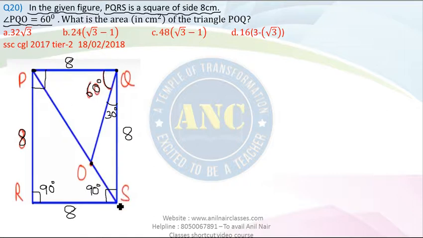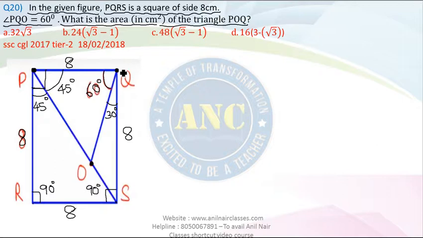And PS, the line which is drawn from P to S, is the diagonal of the square. The diagonal of a square will bisect this 90 degrees into two equal parts. That means this particular angle is 45 degrees. This angle will be another 45. Total is 45 plus 45, 90. Now, what is the area of triangle POQ? Area of triangle POQ. This is what they are asking you in the question.